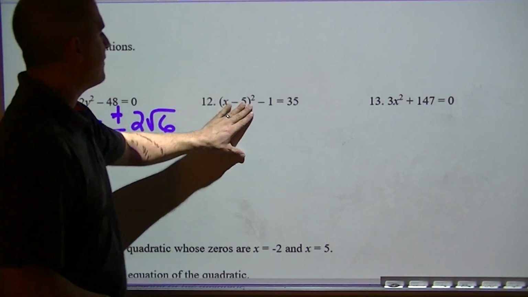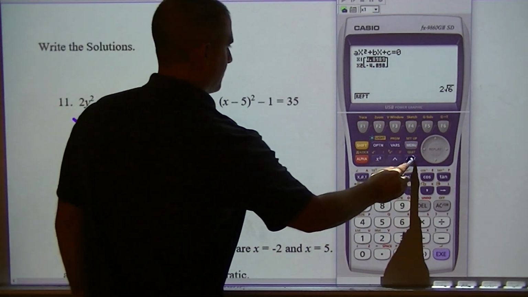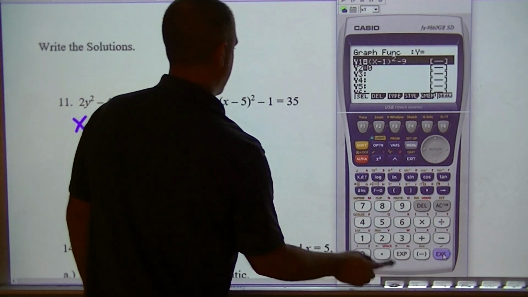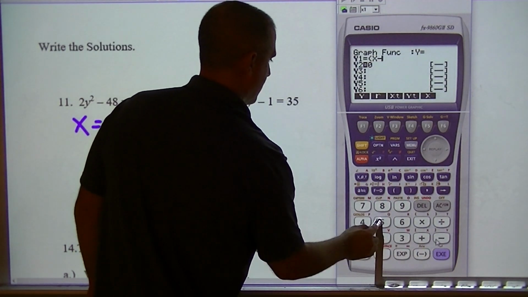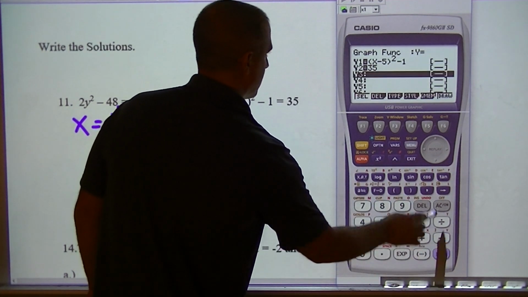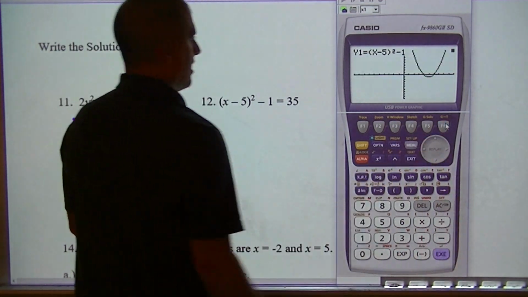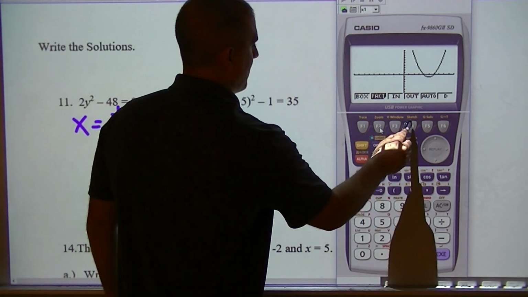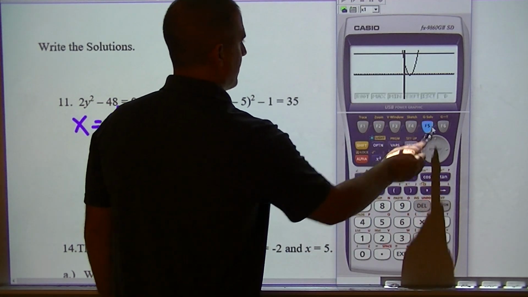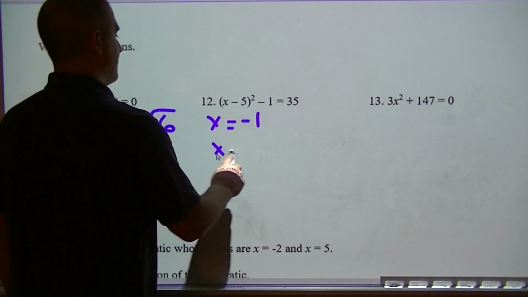Okay, this one I have to graph in the calculator. I cannot use equa for that one, because it's got the parentheses. So what I want to do is go to graph. Parentheses x minus 5 squared minus 1 is 35. Draw. Okay, now if my window is too tight, because that's a 35, I have to zoom out, execute. Zoom out, execute. Now I see the intersection. G-solve, intersect. One of the answers is -1, and if I hit over, the other answer is 11.